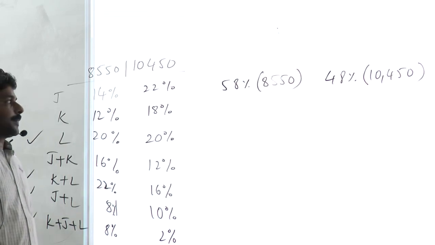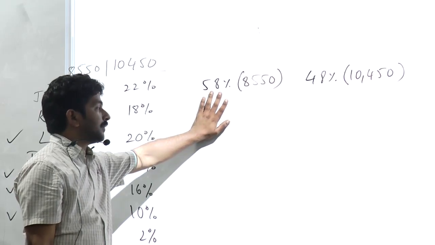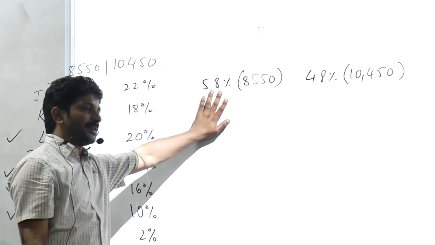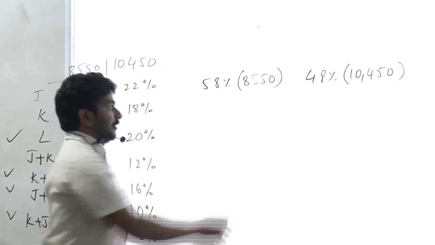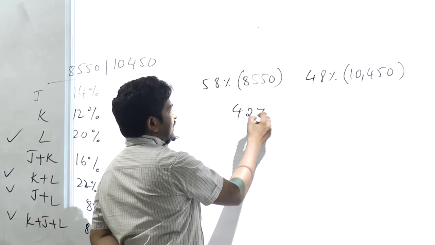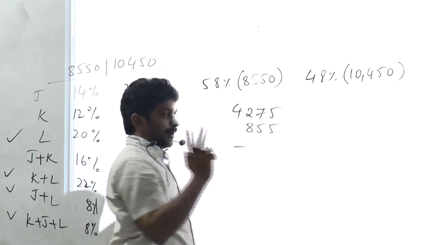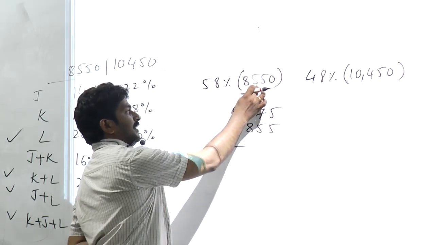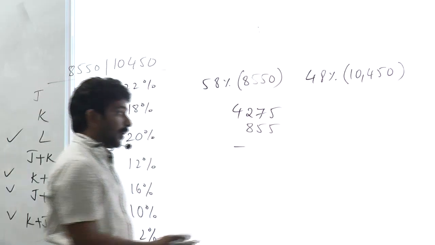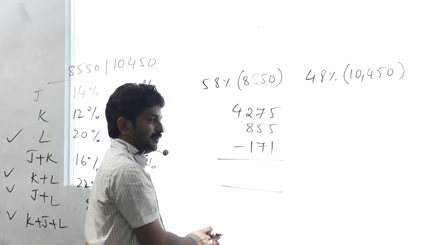Now, how to calculate 58%? 60% minus 2%. Again 60%: 50 plus 10. 50% of this number is 4,275. 10% is 855, minus 2%. 1% is 85.5. 2% is 171. You need to add this. You will get one number.